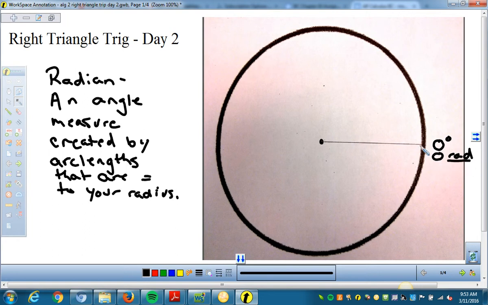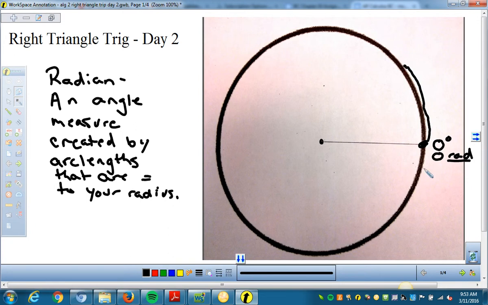Take your string and start it here, and lay it on the arc of the circle until it stops. You're going to lay your string right along the circle, curving it. You're going to start it here and lay it on the circle, so it overlays the circle from here to maybe about here.